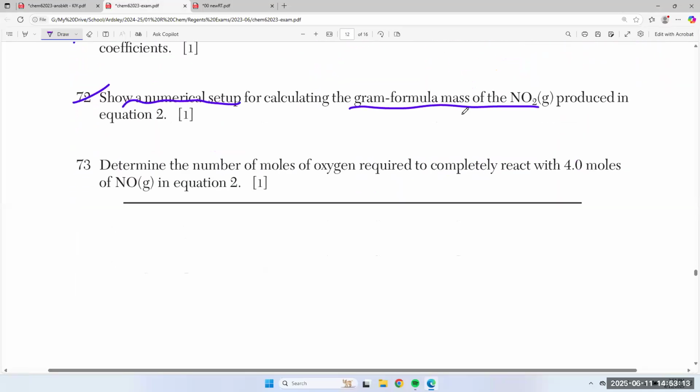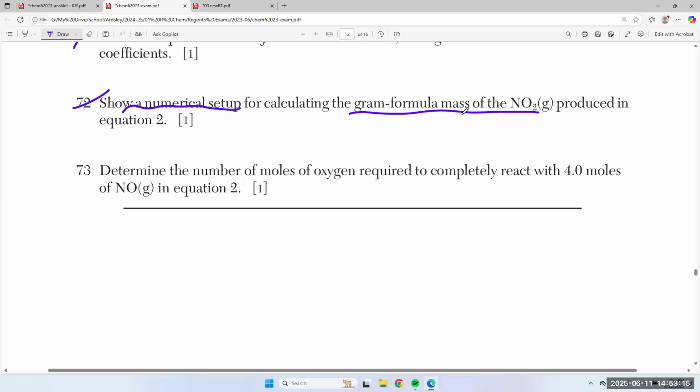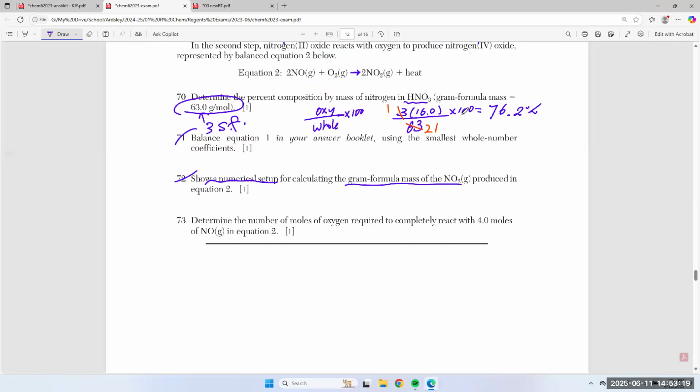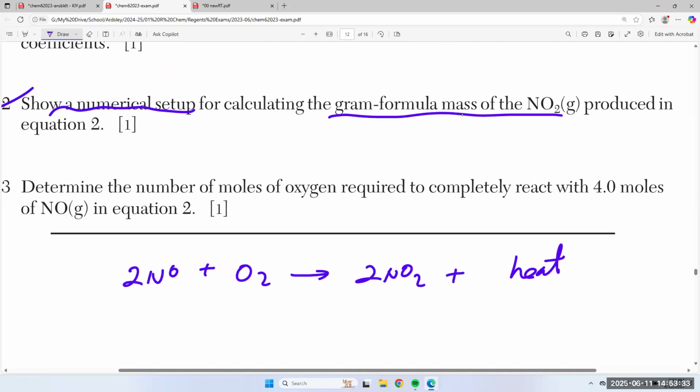Let's go. Determine the number of moles of oxygen required to completely react with 4 moles of NO in equation 2. So equation 2 is right here. I'm going to rewrite it over here so I can work with it. Now, we don't really need the heat part, but let's go.